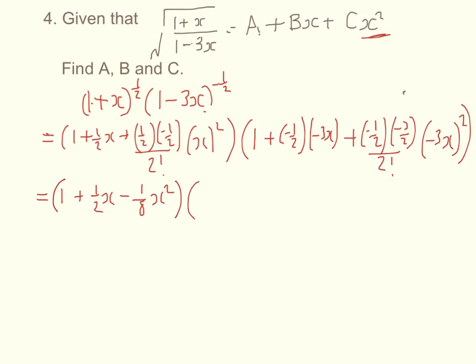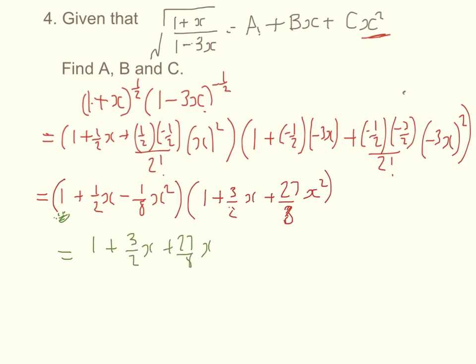Okay, then the second bracket, we have 1 plus 3 over 2x plus 27 over 8x squared. Okay, now we need to multiply everything in the first bracket by everything in the second bracket, but we only need to go as far as x squared, so we don't need to do everything with everything. So let's start off by multiplying the 1 by everything in the second bracket. So we're going to have 1 plus 3 over 2x plus 27 over 8x squared.